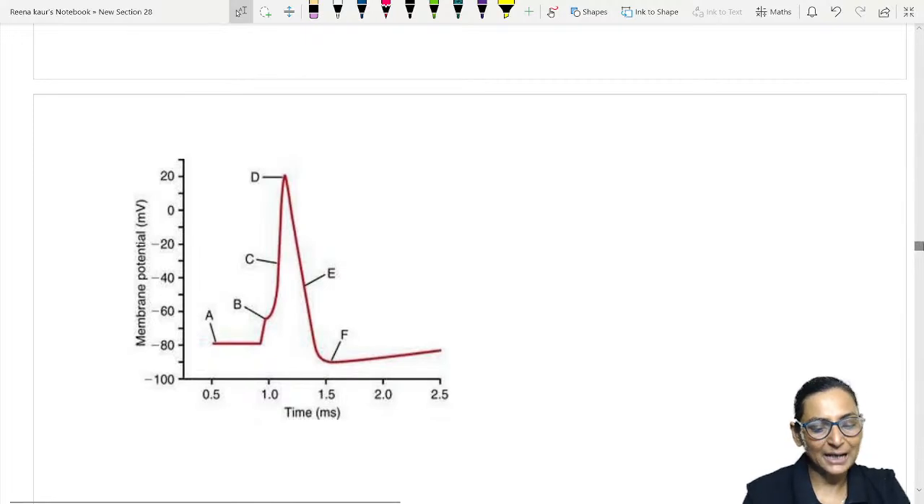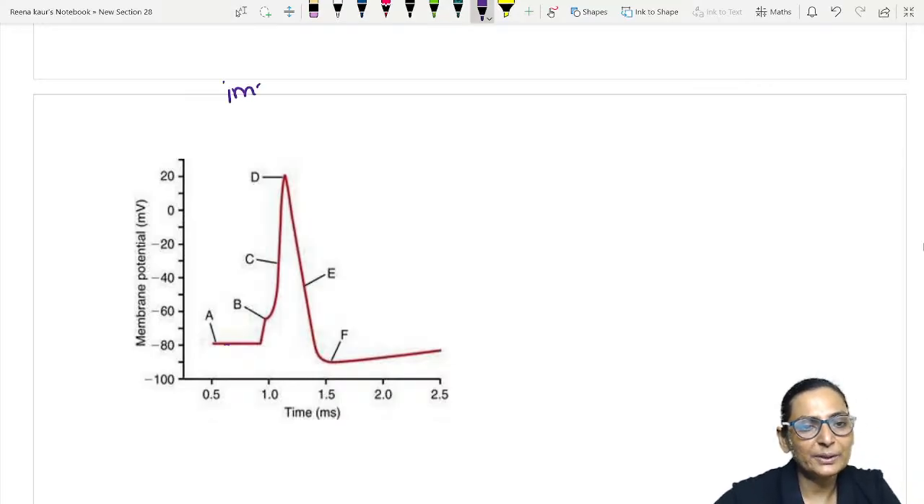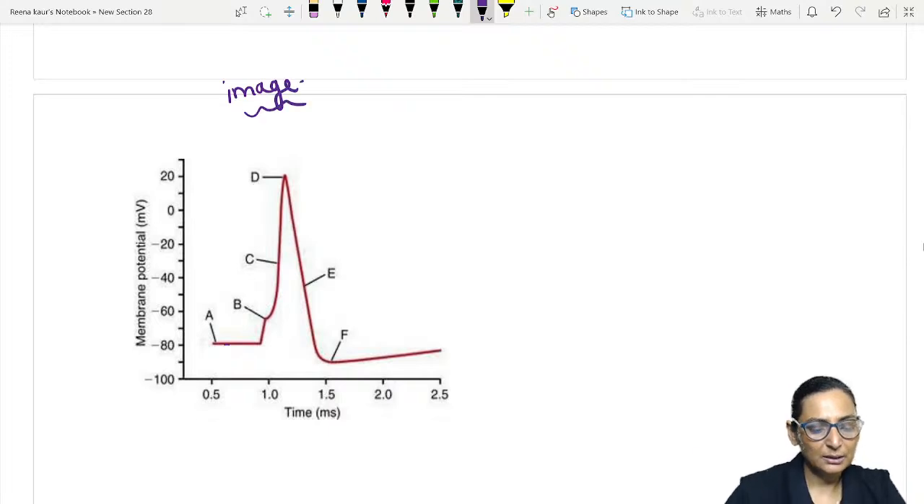So if there is any doubt up till now, you can ask, so that you can really understand well. If there is anything to be cleared, or whenever you are watching, you can put your query so that I can complete it in the next class. Now, this is action potential. This is a very, very important image-based question in NEET UG as well as NEET PG. It is a very important NEET PG question.